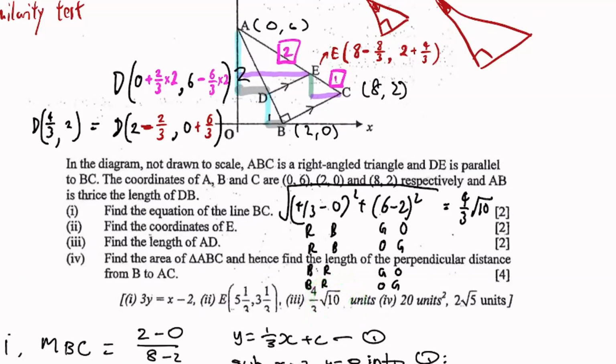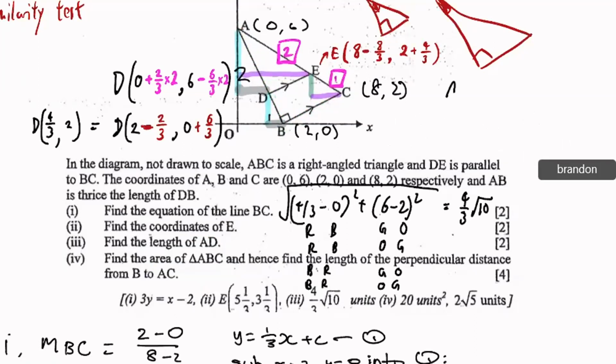Okay. Now for part 4, find the area of triangle ABC and hence find the length of the perpendicular distance from B to AC. How? Area of triangle ABC. You can find AC. Wait, area of triangle ABC first. Oh, shoelace. Yeah, shoelace. You can even use, since there's a 90, you can easily find length AB, find length BC, then half times base times height. I think that would be easier than shoelace.